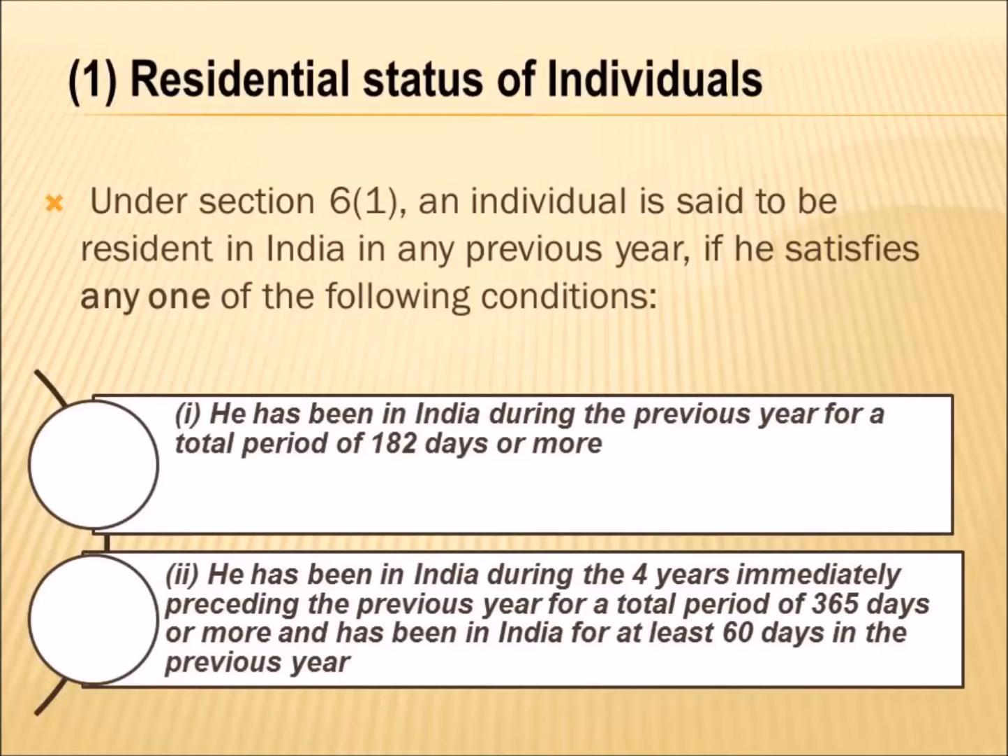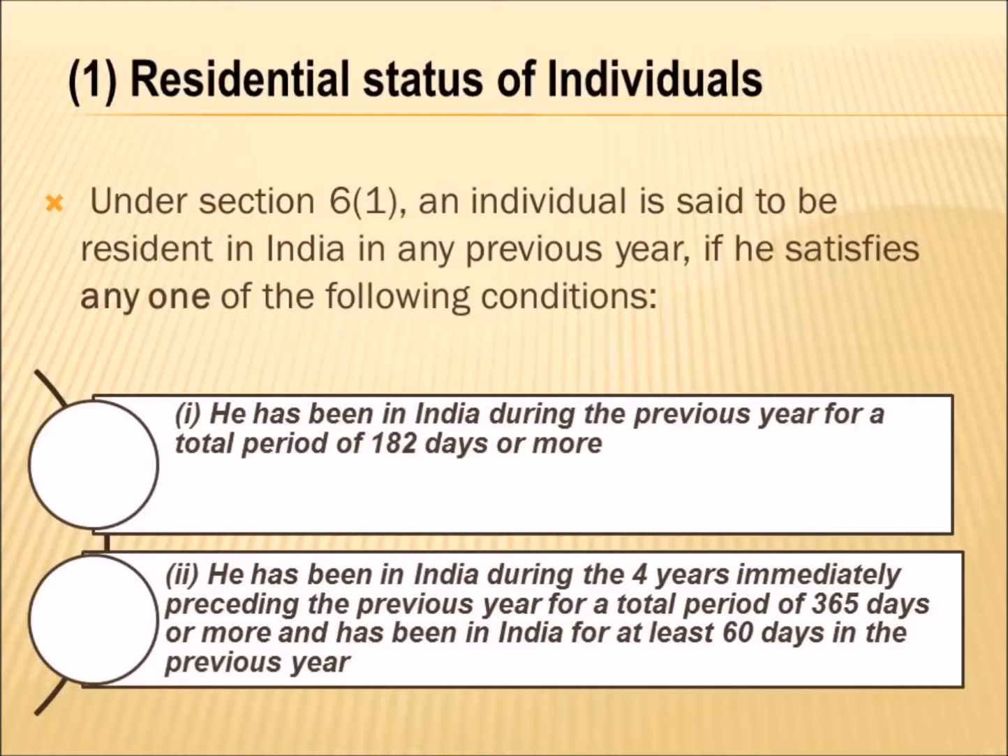What is the next condition? He has been in India during the 4 years immediately preceding the previous year for a total period of 365 days or more, and has been in India for at least 60 days in the previous year. The first condition said that he has to be in India in the previous year, that is the year in which his income will be assessed to tax. If in that year he is in India for 182 days or more, then he is a resident. Suppose he is not fulfilling this condition, then we will see the second condition.